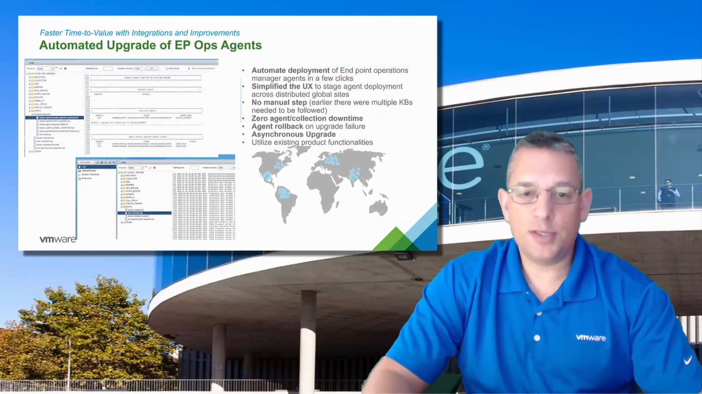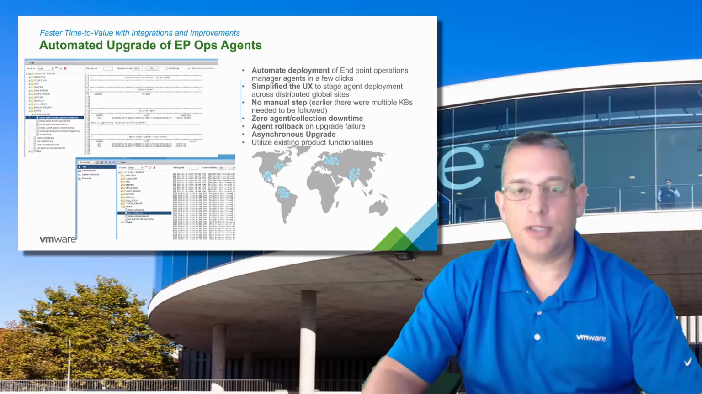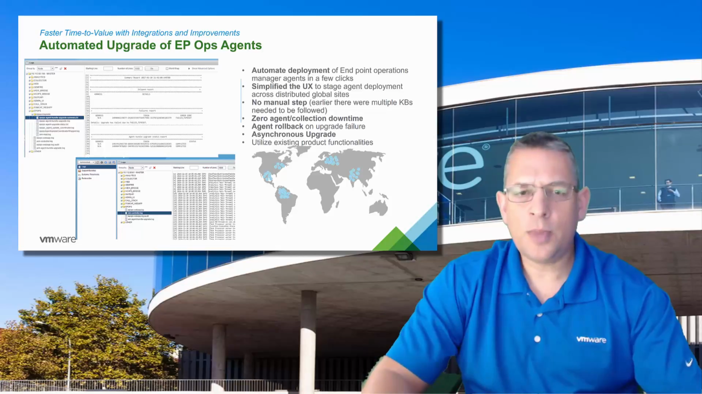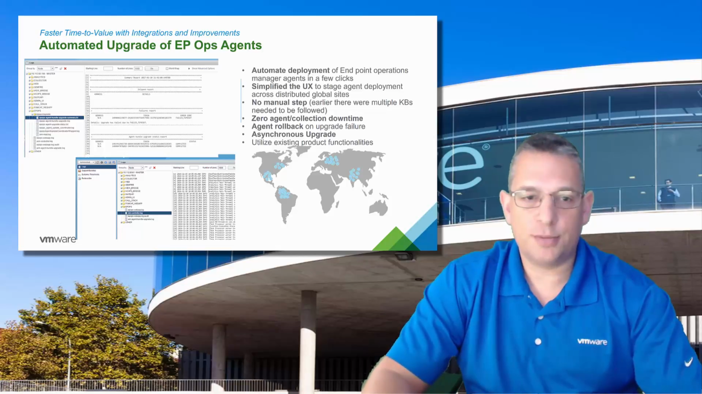One of my favorite improvements is the ability to automate the update of endpoint operations agents, or EPOps. This removes the manual process of updating the agents, saving administrators time and the business money. There is zero agent collection downtime at all, and you have the ability to roll back the agent in the event the agent update fails for any reason. So updating your agents is a much simpler and more automated process now, making sure that all your VMs always have the latest up-to-date agent, and it just makes the administrator's job much easier.